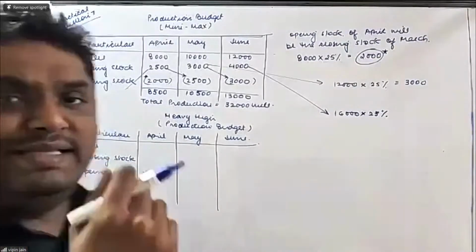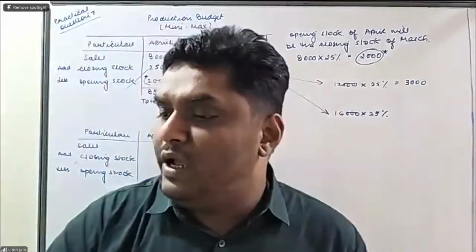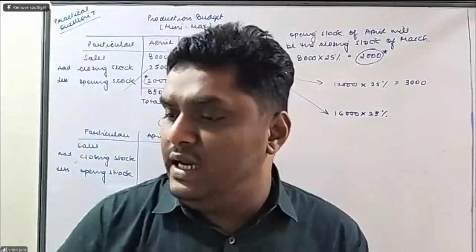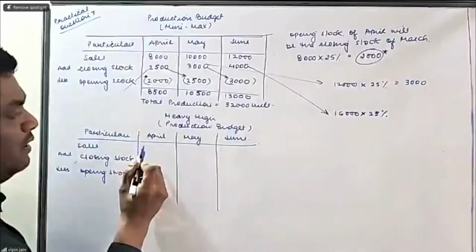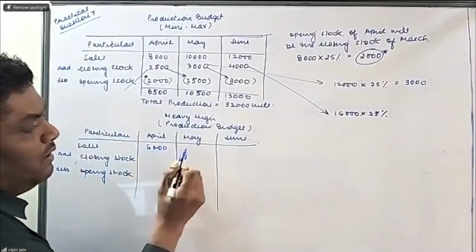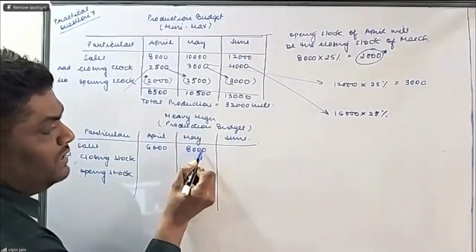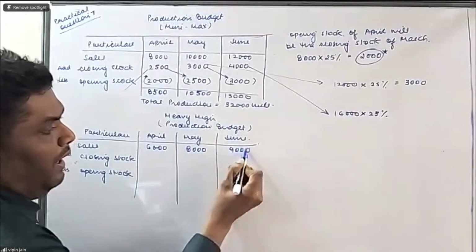So again, sales, add closing stock, less opening stock, and we have the sales figure 6,000, 8,000, and 9,000.